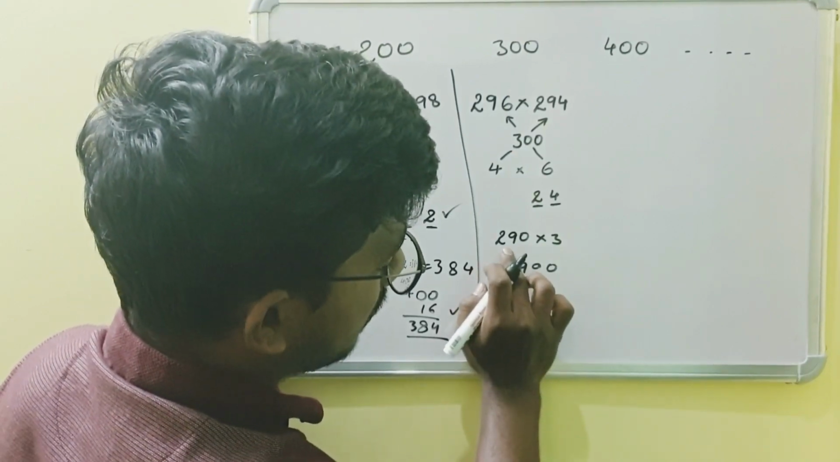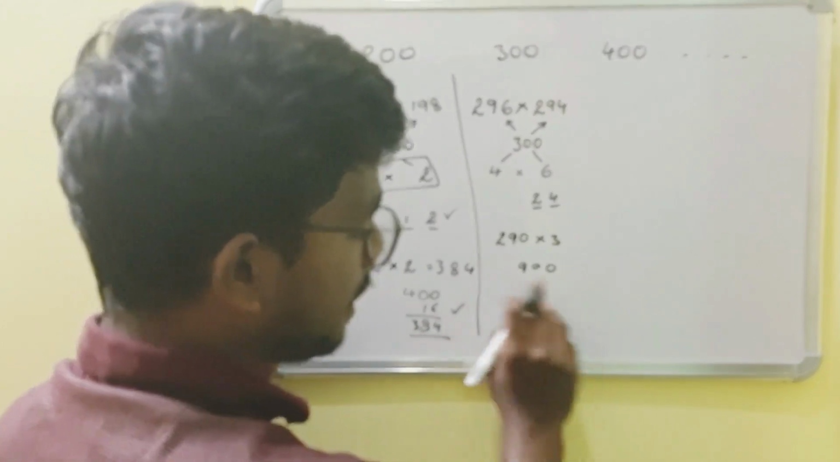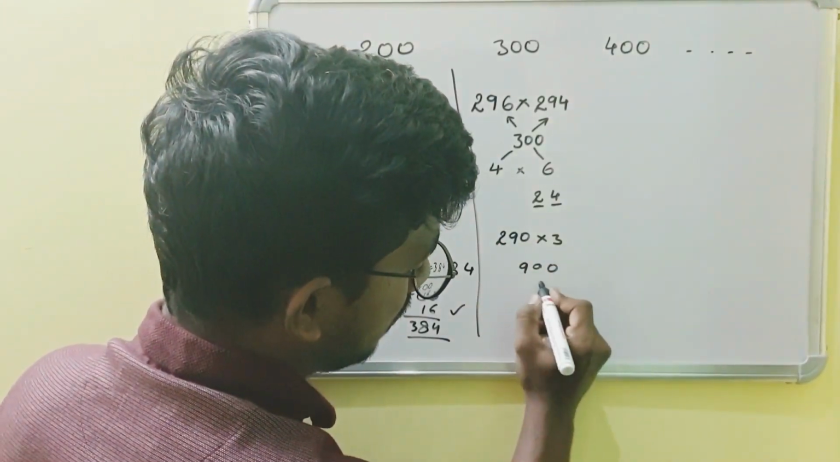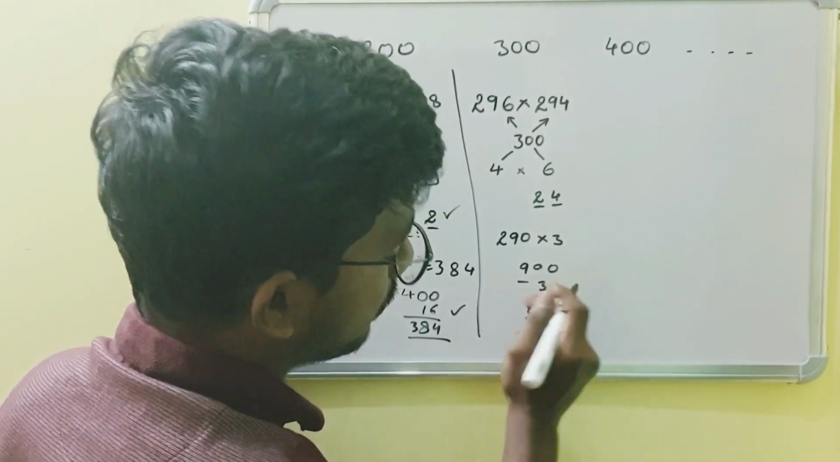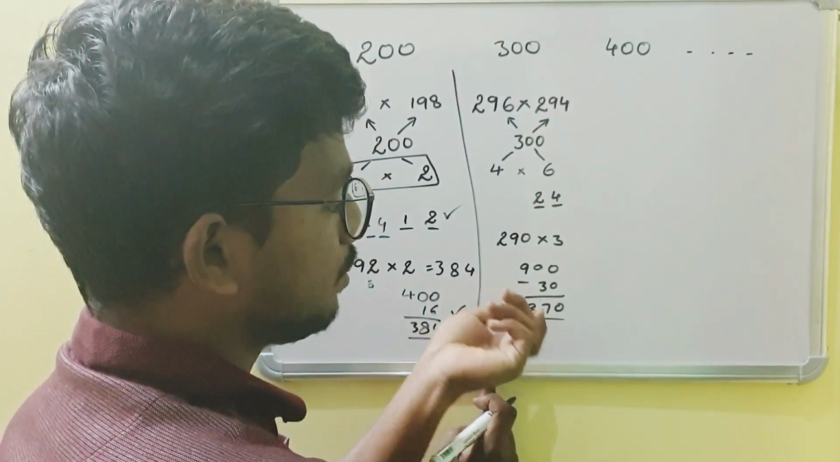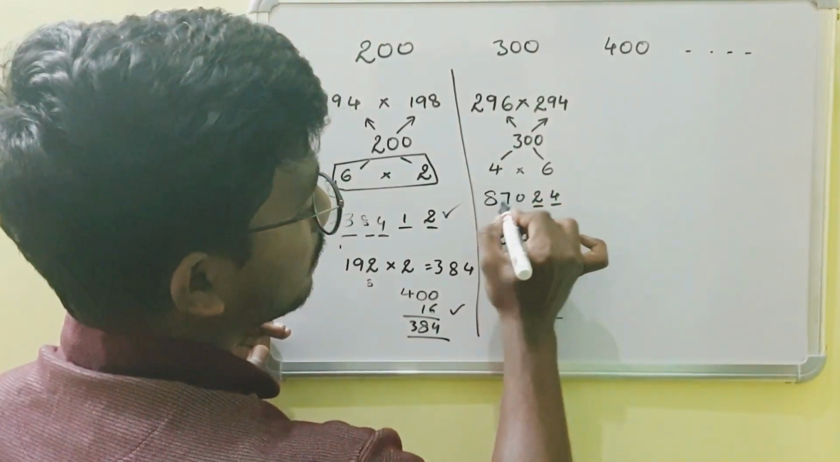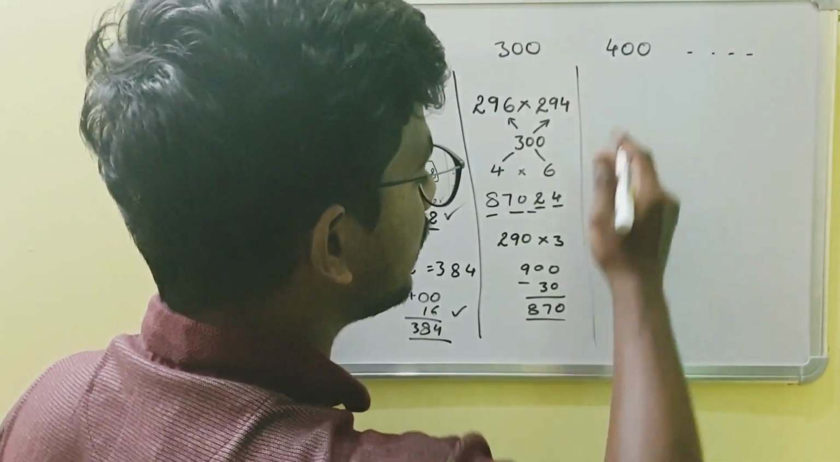See, it is 10 less than 300, so I have taken 10 more here. So I will subtract 10 into 3, which is 30, from 900. So what I get here is 870 by subtracting 30 from 900. This is an easier way to multiply two numbers. Okay, so my required answer is 87024.